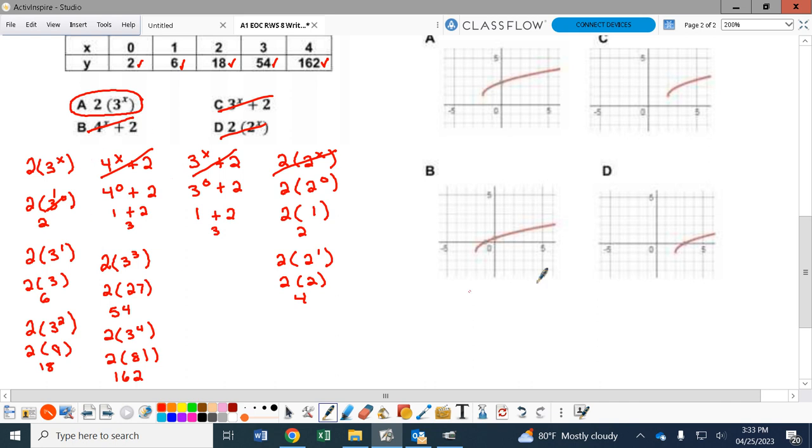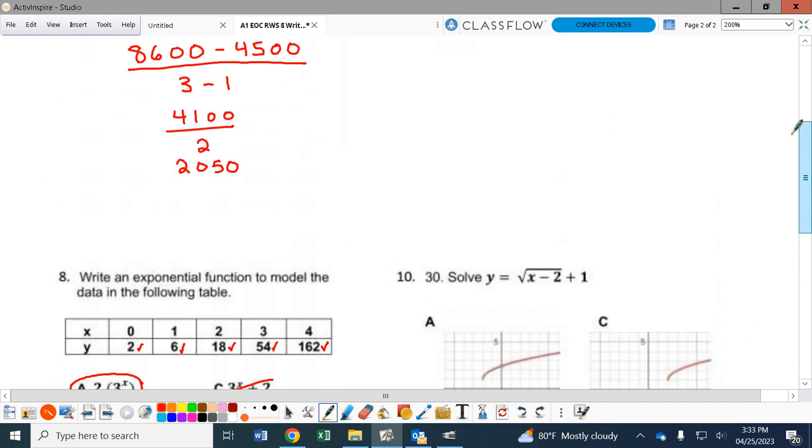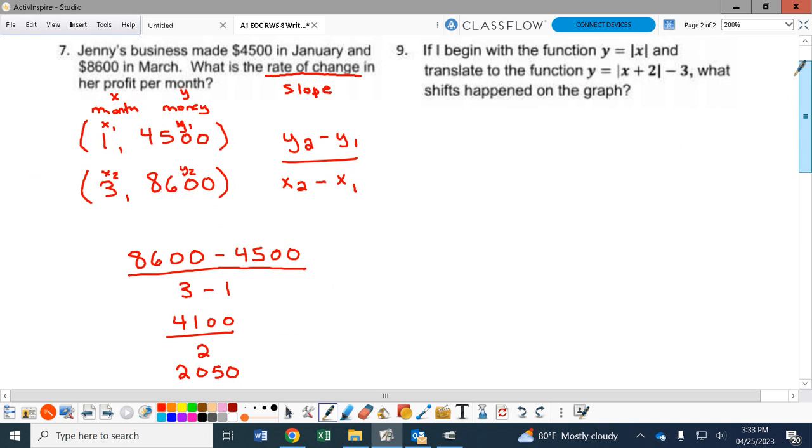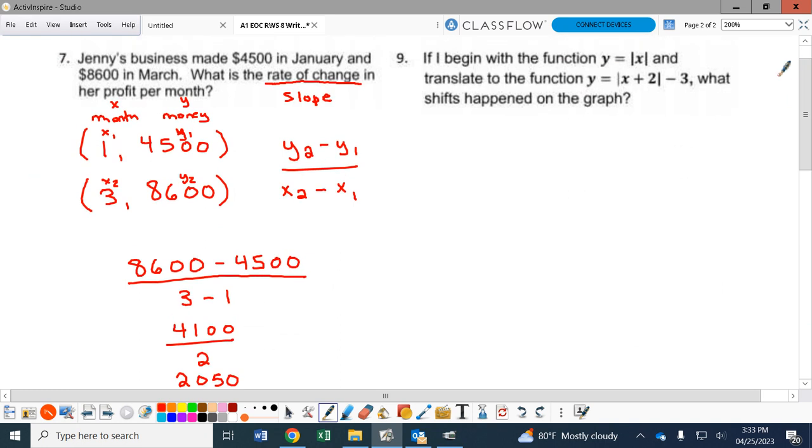Okay, so the next one, we're going to go over here. Problem number 9 is next. It says, if I begin with the function y equals the absolute value of x and translate that function to y equals the absolute value of x plus 2 minus 3, what shift happened on the graph? Now, guys, we didn't have time to get into this too much, so this is a perfect time to put on here and review this information. This could make the difference for you between a pass-fail, a 4 and a 5.